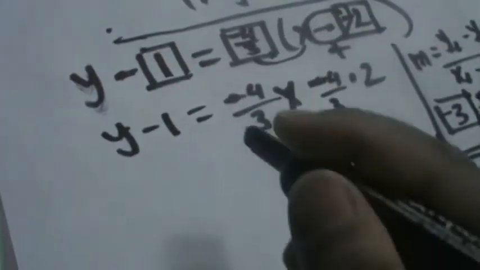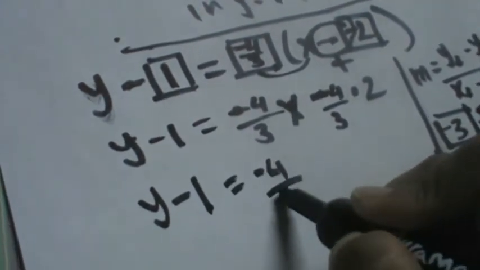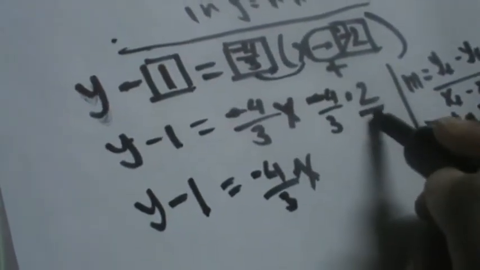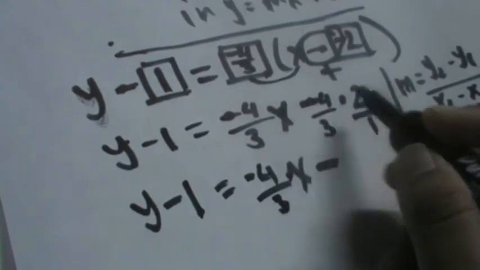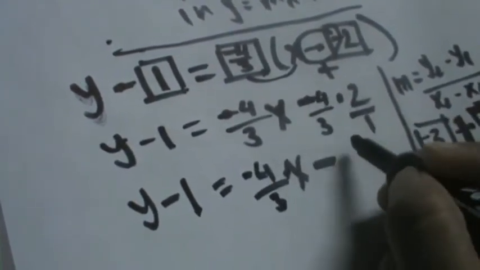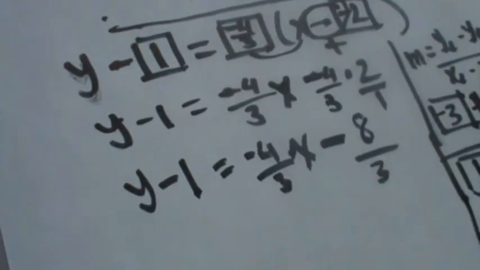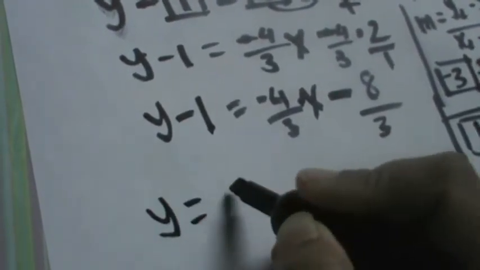Alright, so now we have y minus 1 equals -4 over 3 x plus... When you do these problems, you always have to bring things down as many times as you need to. So let's see what happens. We're going to make this a fraction and multiply it straight across. So that becomes minus, the negative sign, 2 times 4 is 8, 3 times 1 is 3. And all we have to do now is move the 1 over to the other side. y equals negative 4/3 x minus 8 over 3.